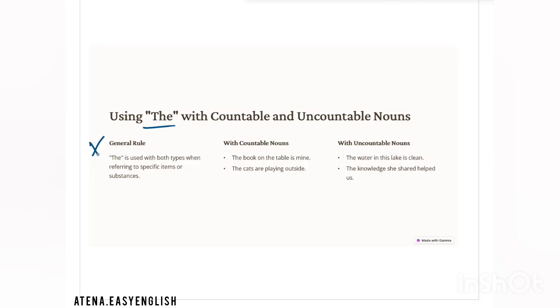And also with countable nouns, look at here the examples. The book on the table is mine. The cats are playing outside. So before countable nouns, we can use the. And also with uncountable nouns: The water in this lake is clean. The knowledge she shared helped us. So we can use the with both countable and uncountable nouns in these situations.